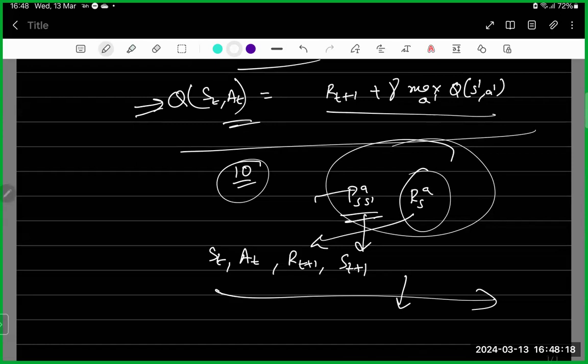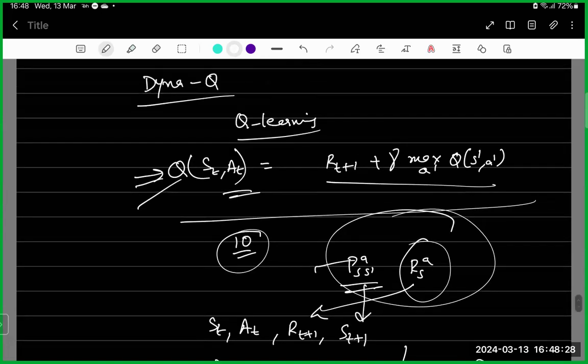You just generate the simulated experience, and based on that also you update your Q. This particular idea is called the Dyna-Q algorithm. You interact with the environment once and update your Q, and then you simulate your episode without interacting with the environment. You just simulate and generate some episode, and based on that also you update your Q, so that your convergence might become faster.